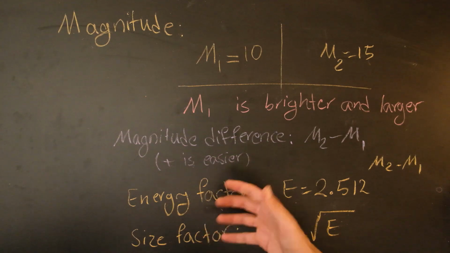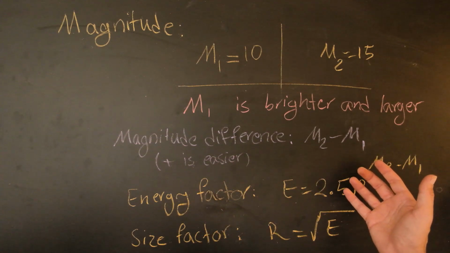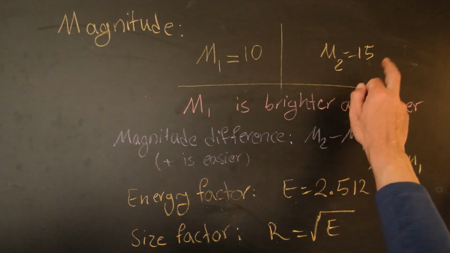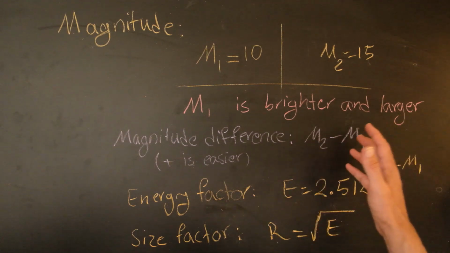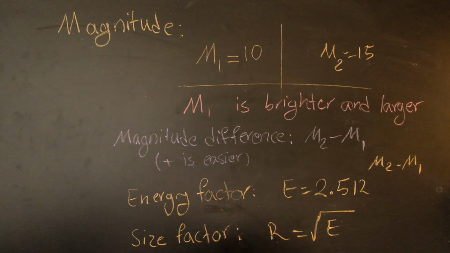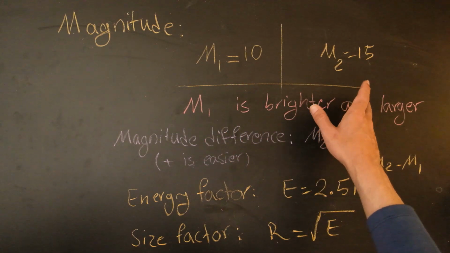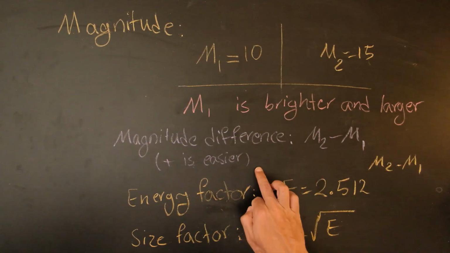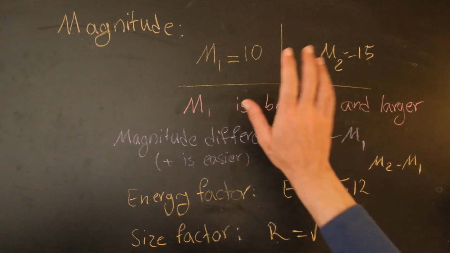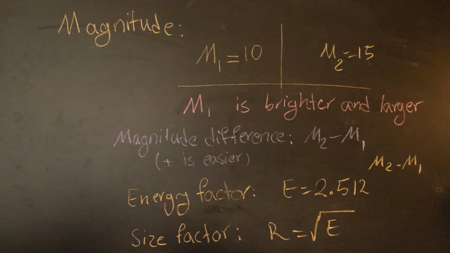For magnitude difference, we simply subtract the two numbers. You can do it either way, 10 minus 15 or 15 minus 10, but if you use positive numbers, keep them positive, it's easier for your next step. So 15 minus 10, larger number minus smaller number, we always keep it positive. This is the magnitude difference. So for this example, the magnitude difference is 5.